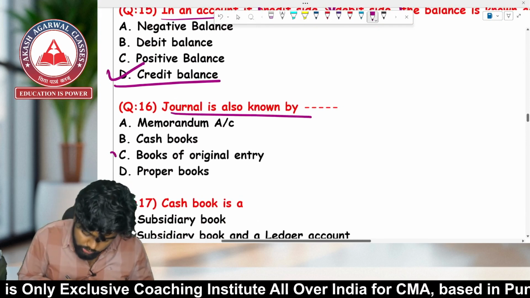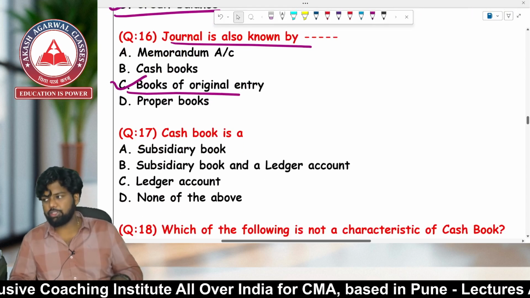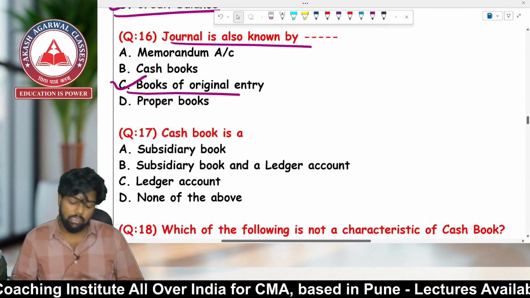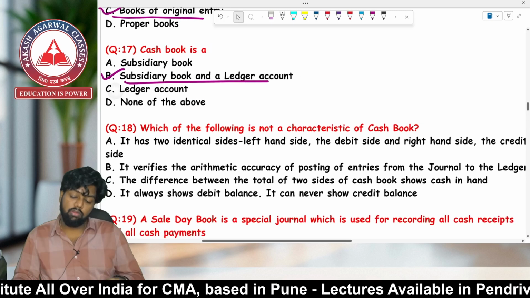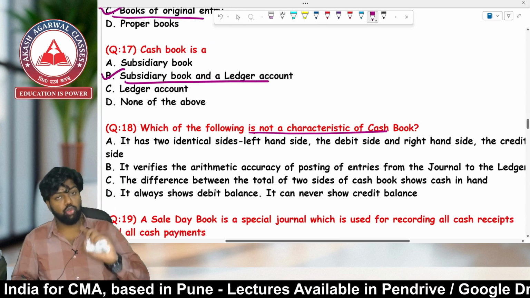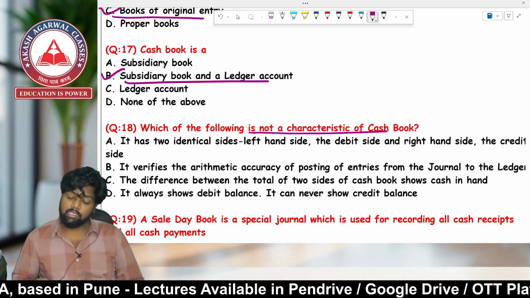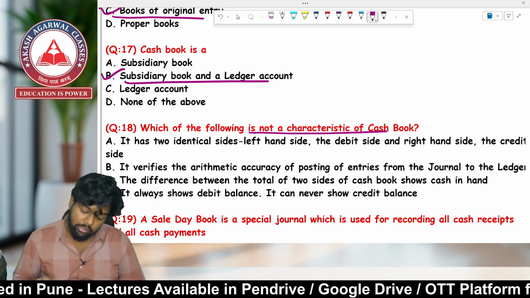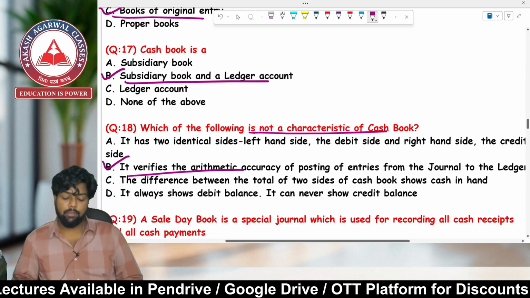Journal is also known as the book of original entry. Cash book is a subsidiary book and a ledger account. Which of the following is not a characteristic of the cash book? It has two identical sides, the left hand side the debit side and the right hand side the credit side. Correct. It verifies the arithmetical accuracy? No. Option B.